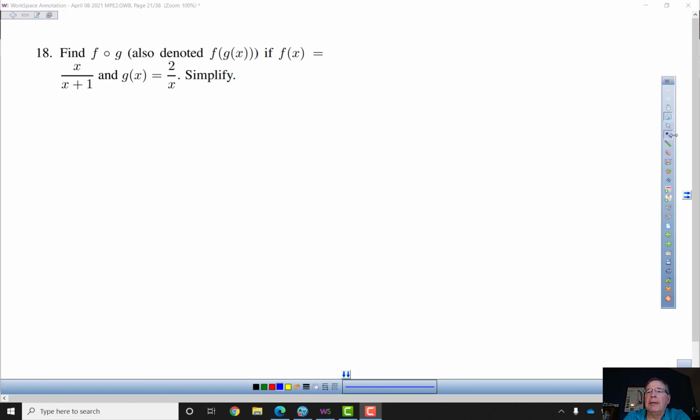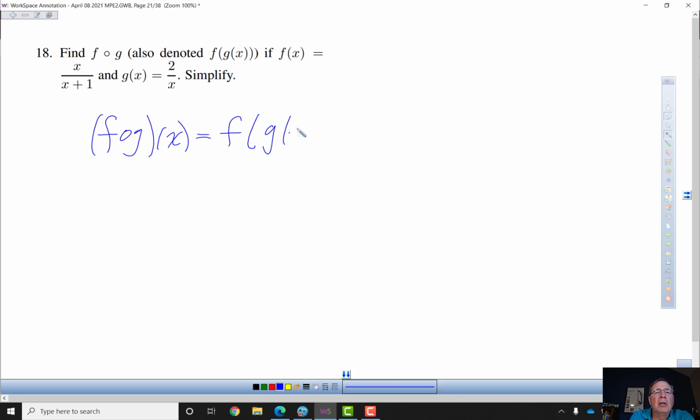Okay, here's number 18, and it says find f of g, also denoted by f of g of x, if f of x is x over x plus 1 and g of x is 2 over x. Now, it's probably not correct math terminology, but I call this fog of x, and I normally see it written this way with some parentheses. And I find that too confusing, so I'll always just translate that to f of g of x.